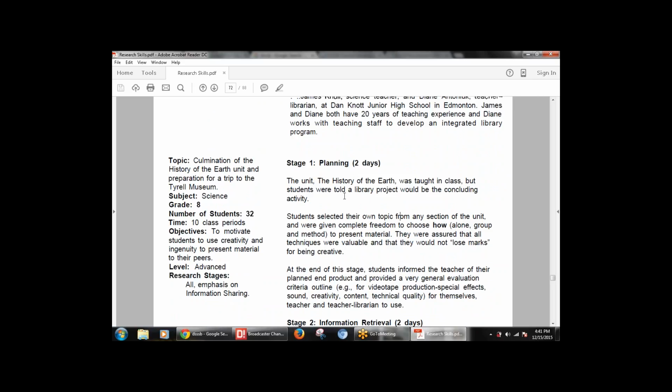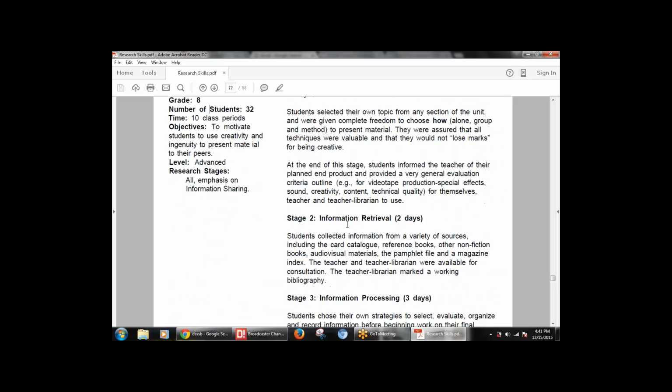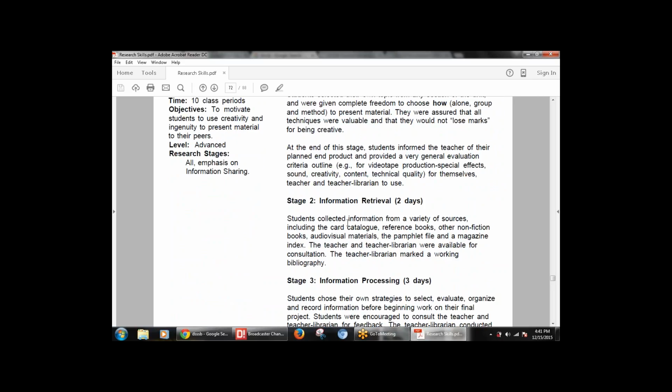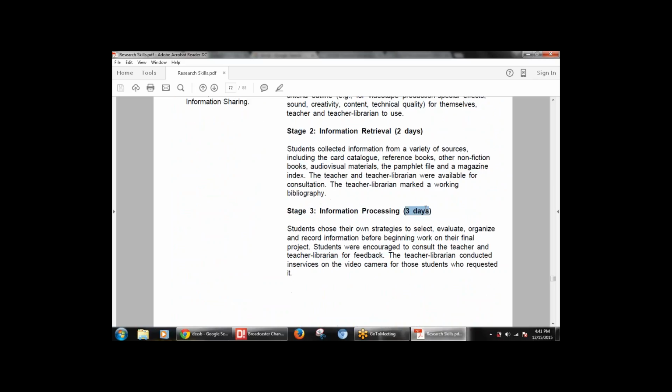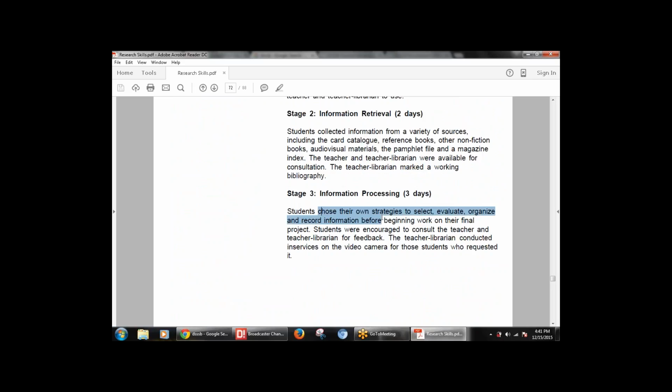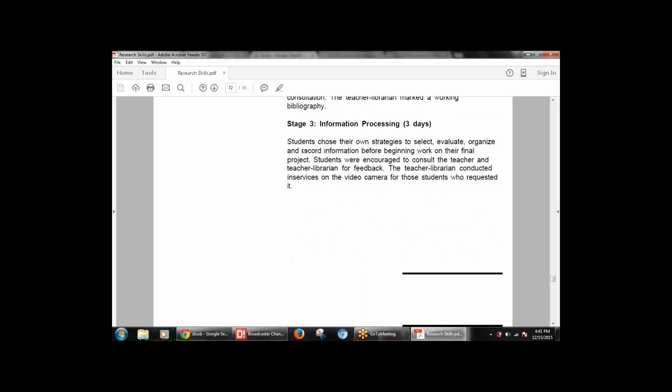There are various activities, and the main subject is science, and the grade is 8. Then information retrieval, stage number 2, that is how the students retrieve the information, also for 2 days. Then information processing, for 3 days. The students choose their own strategy that is used to select, evaluate, organize, and record the information.